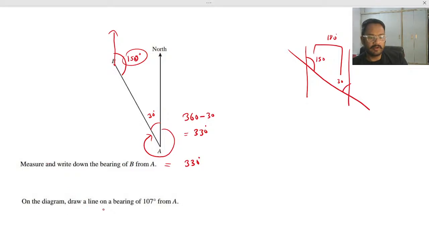On the diagram, draw a line on the bearing of 107 from A. This we cannot do right now, so let it be. But if you want to draw it, it will be somewhere here. It is like this, 90 and 107. It will be somewhere here. This line will be 107, which is just an assumed value.